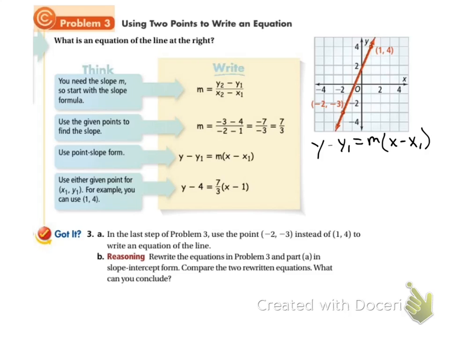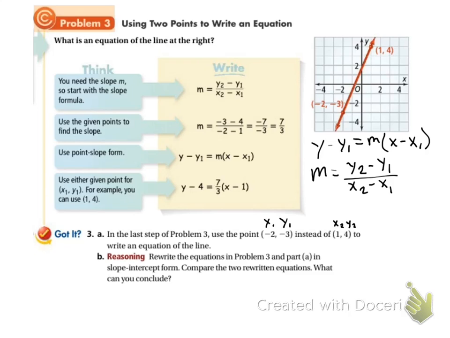Okay, so our first got it problem here says, what is an equation of the line at the right? So we've got this graph, and we're going to come up with an equation. So first we're going to find our slope. Remember our slope equation, m equals y2 minus y1 over x2 minus x1. So we've got 2 points here. I'll label this one x1, y1, and this one x2, y2.